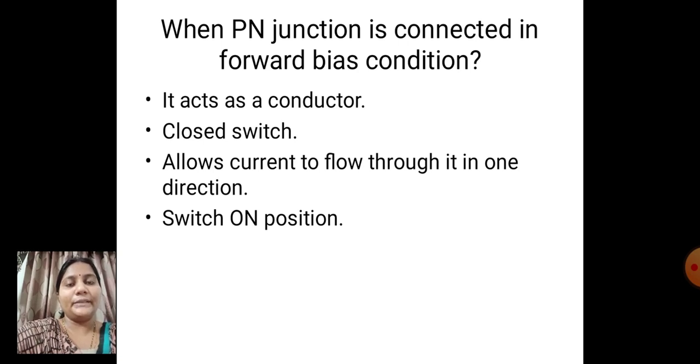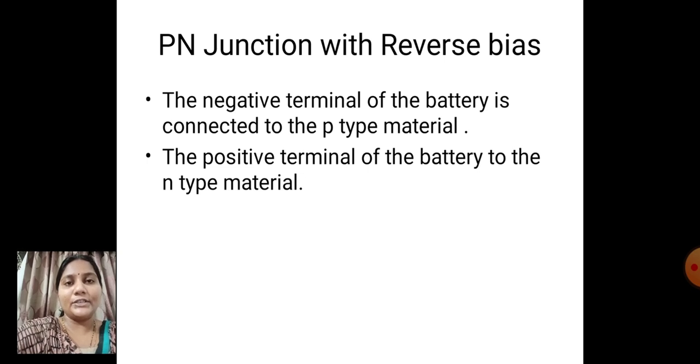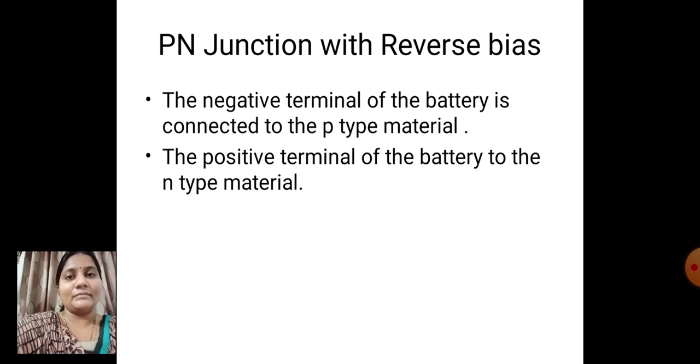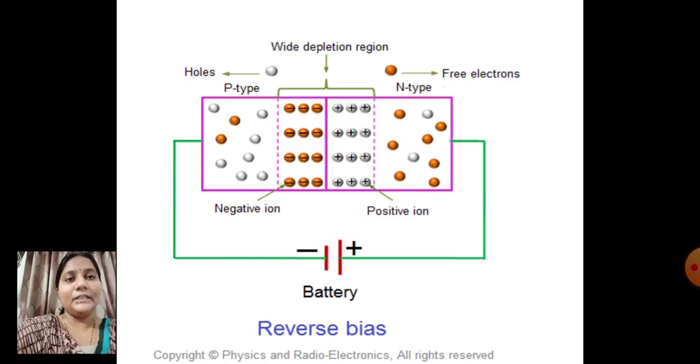So we'll move to the next topic, that is the p-n junction diode in reverse bias. We need to recollect again. In a p-n junction diode in forward bias, the p-side semiconducting material is connected to the positive terminal and the n-type semiconducting material is connected to the negative terminal of the battery. Coming to the reverse bias condition, we are going to reverse these connections. The p-type semiconducting material will be connected to the negative terminal of the battery and the n-type semiconducting material is connected to the positive terminal of the battery. That is the only change we are making here. Let's see the diagram.